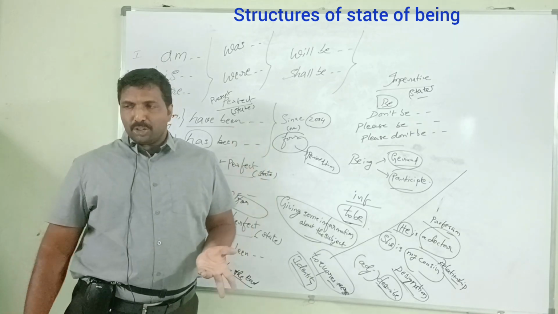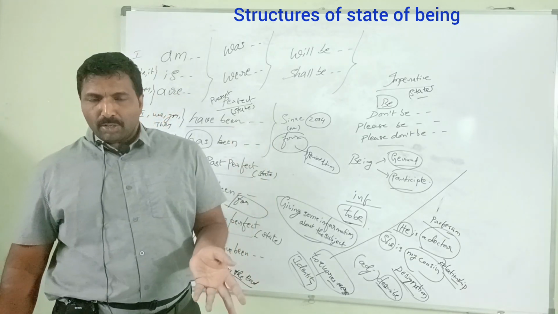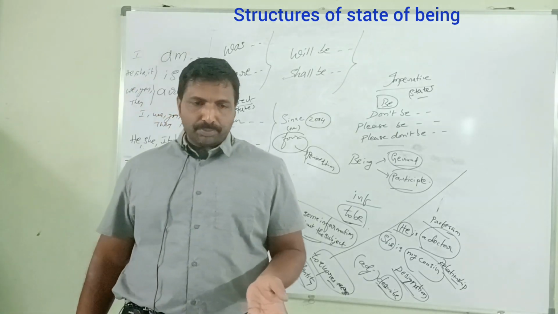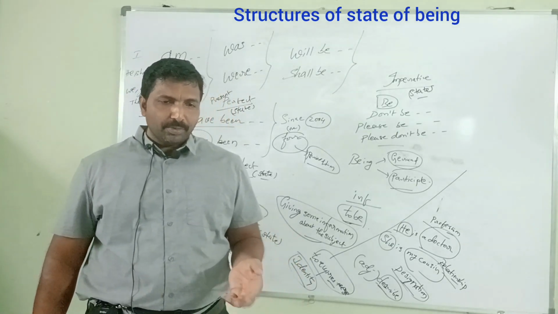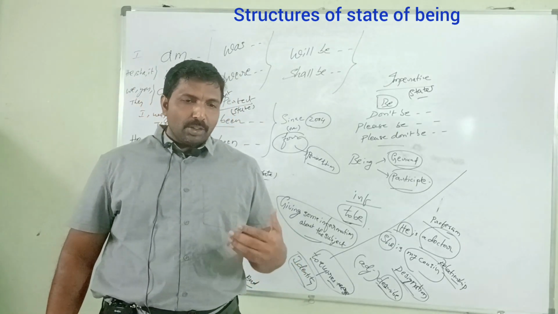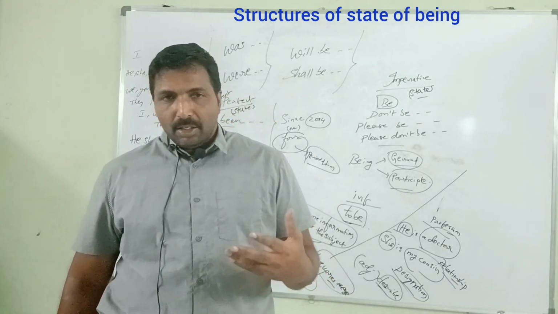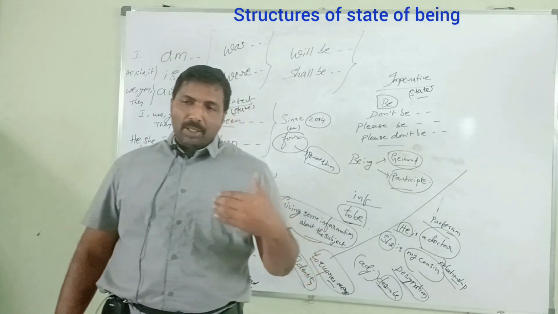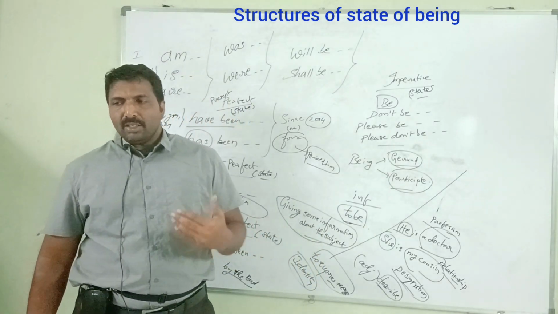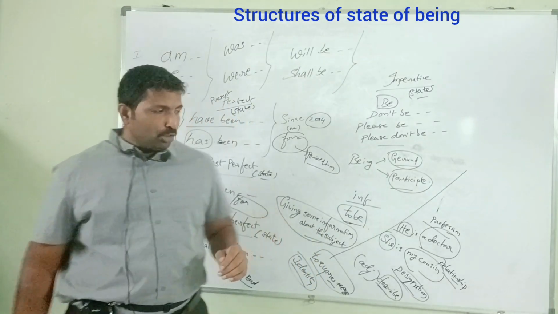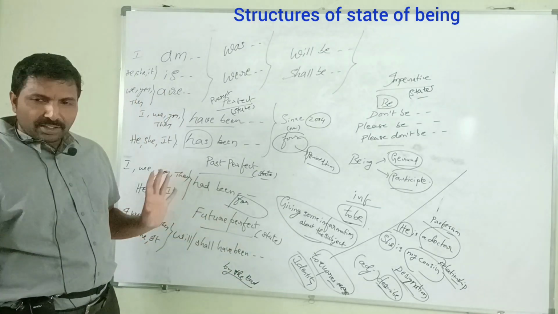So by the end of this month, for example, today is 24th. Is it not? What is today's date? Okay, today is 25th. By the end of this month, he will have been a software engineer. Future perfect state of being, how to use it.